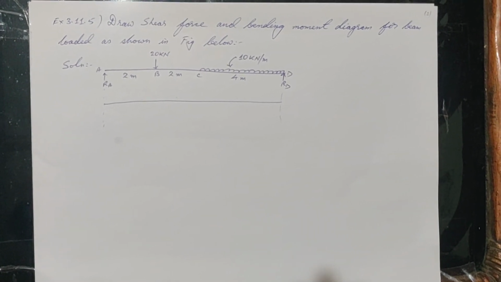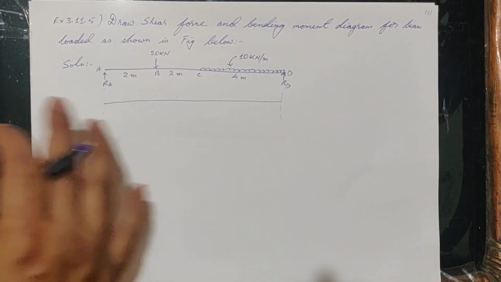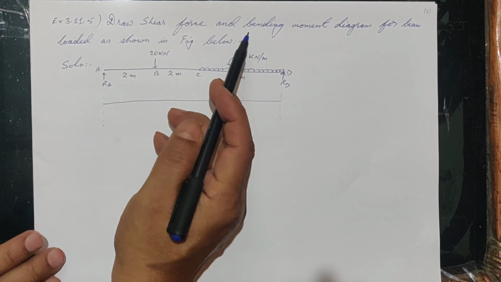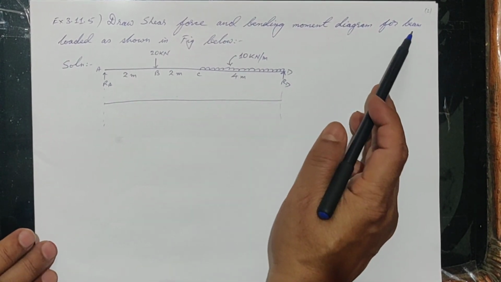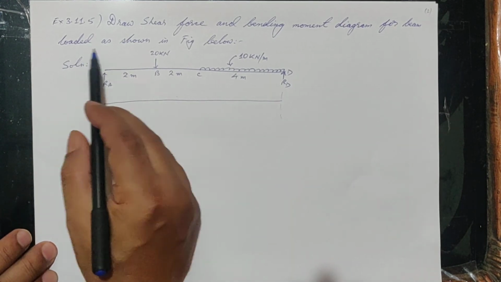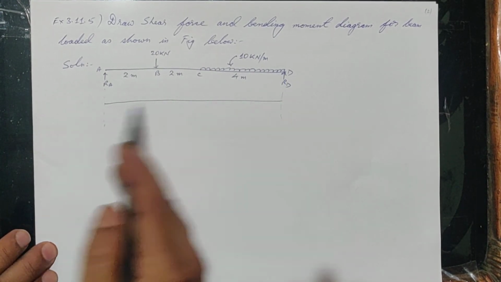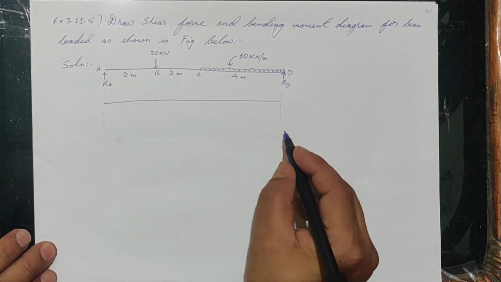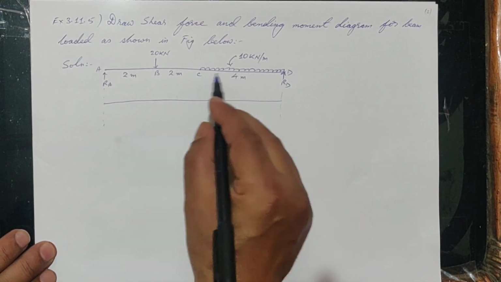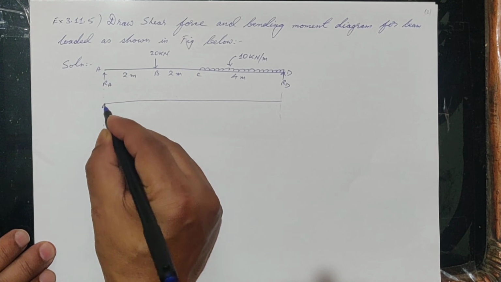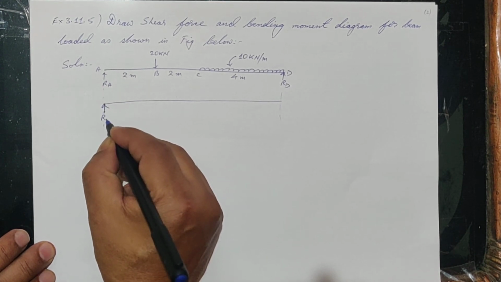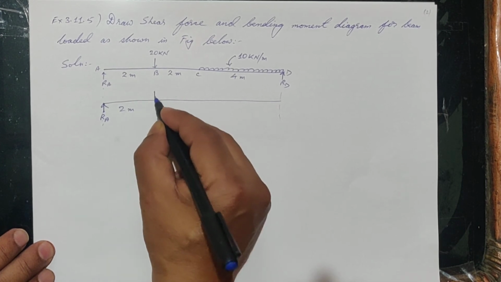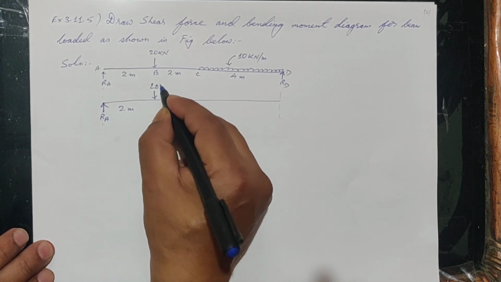Here we have: draw shear force diagram and bending moment diagram for the beam loaded as shown in the figure. We have the figure over here. Now similarly, we will convert this into point load. This is RA. At 2 meters, we have this 20 kilonewton.